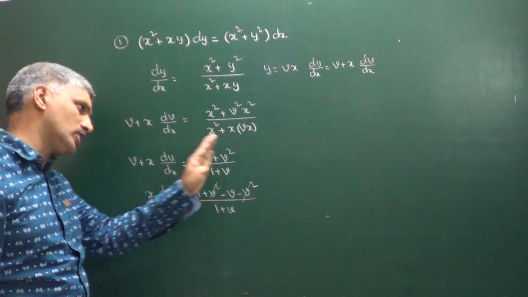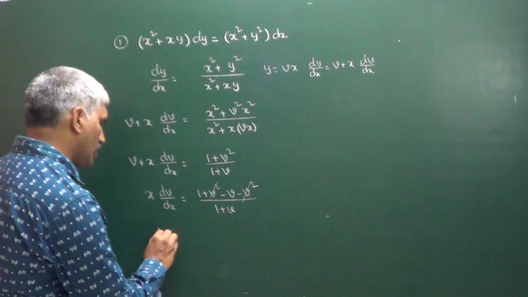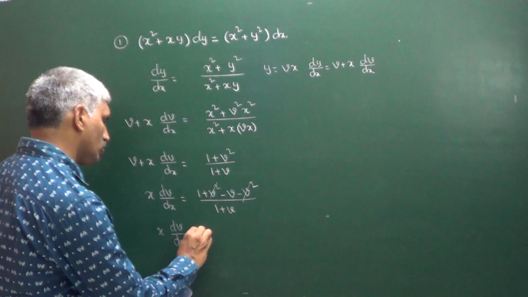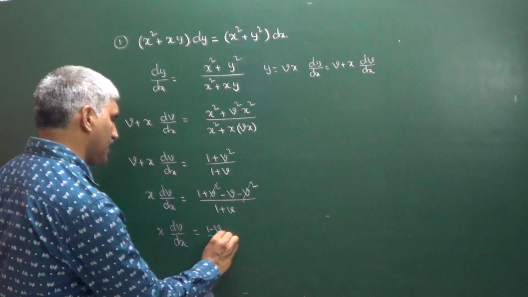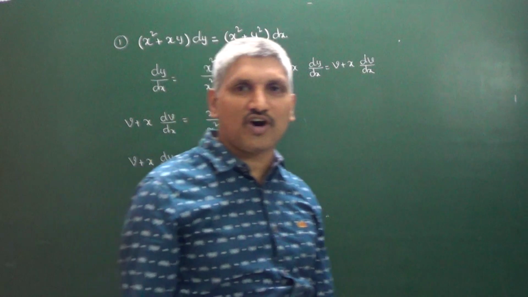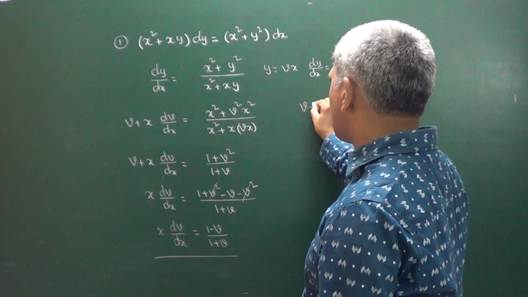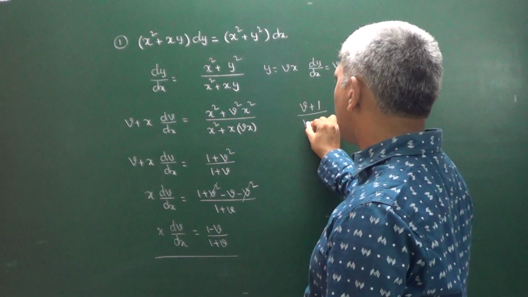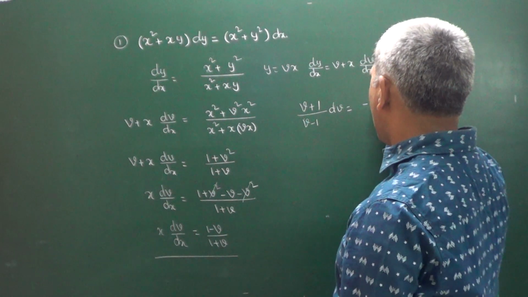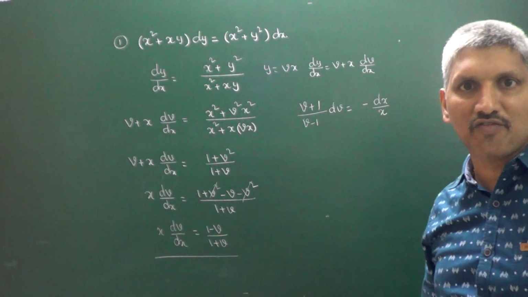This v shifted to that side, taken LCM. After LCM, this is the step we got. Now we got x into dv by dx is equal to (1 minus v) divided by (1 plus v). Now you can do this by the method of variable separable. That's what I am doing. Observe here. (v plus 1) divided by (v minus 1) into dv is equal to minus dx divided by x. So this is the separation of the variables.